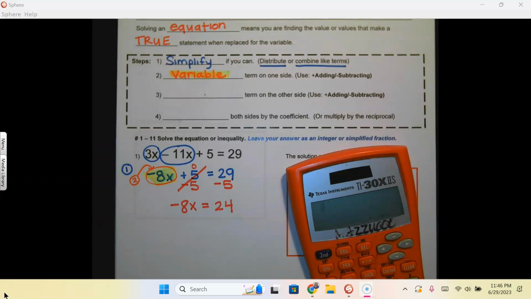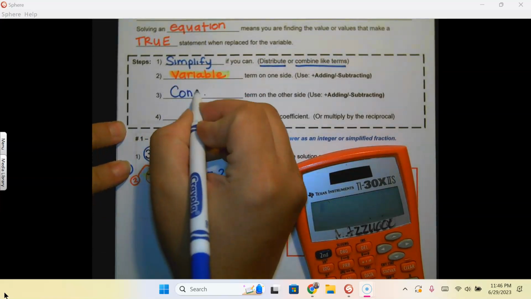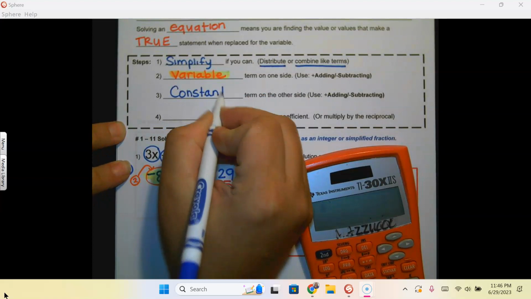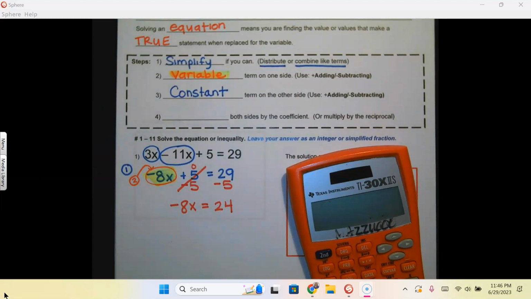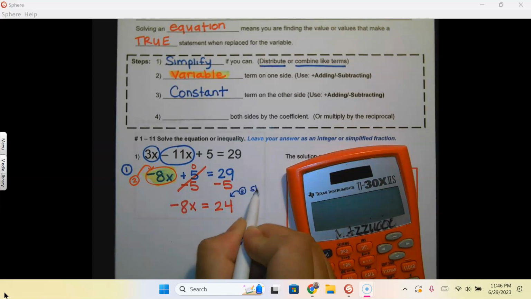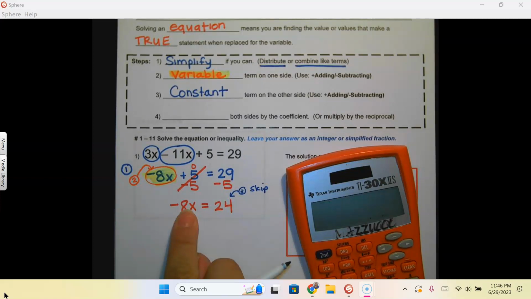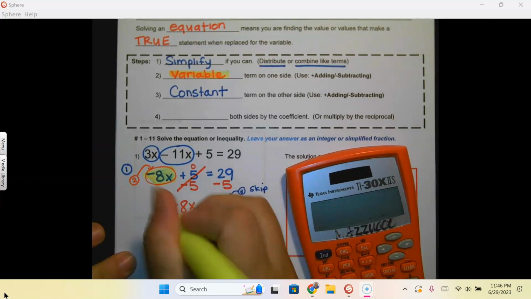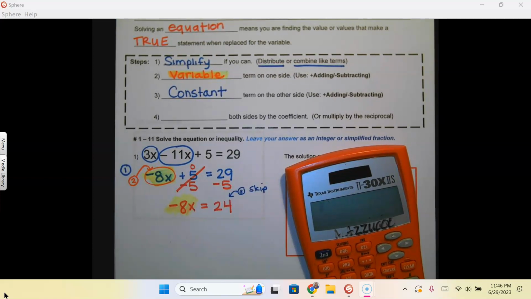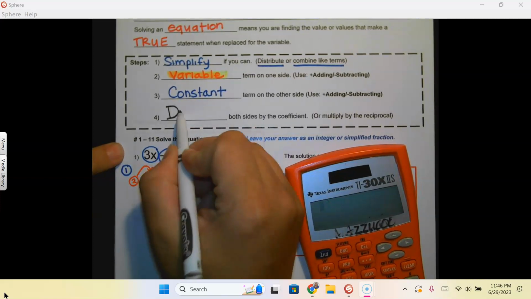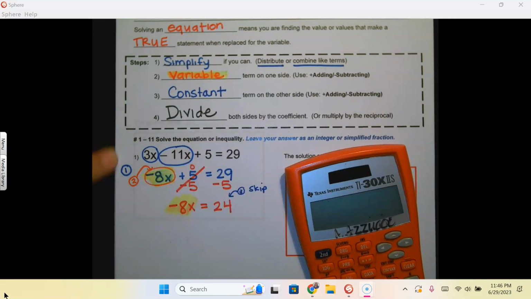So step 3 is now we want the constant term on the other side. So step 3, we have the constant on one side and we have the variable on the other. So we get to skip step 3. So again, we want the variable on one side. We wanted this all by itself. So when this is all by itself, and the constant is on the other side, then the very last step is to divide both sides by the coefficient.